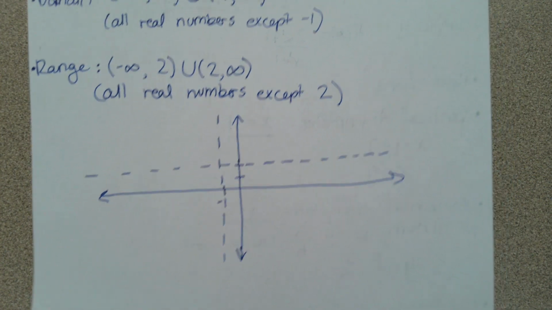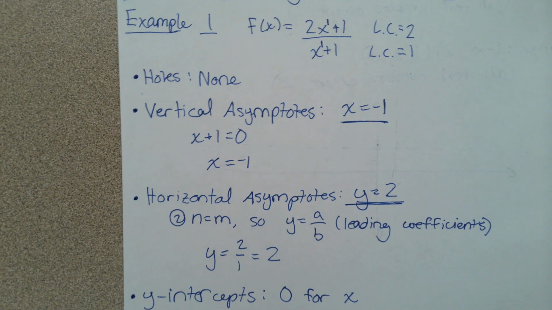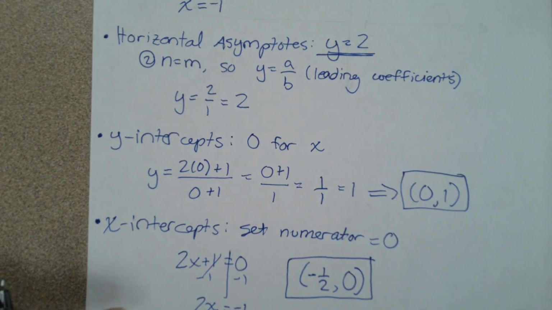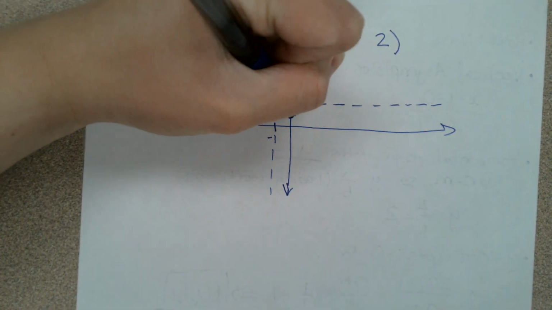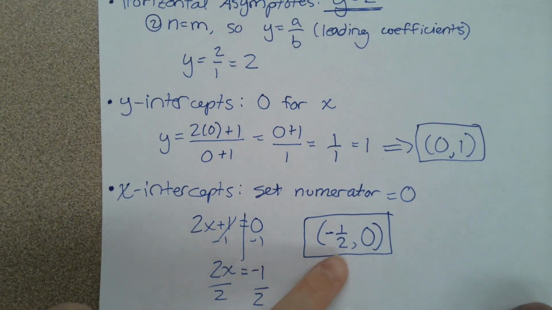And then we have 2 points we can plot. We have our x and y intercepts. So our y-intercept is at (0, 1). And then our x-intercept is at (-0.5, 0).